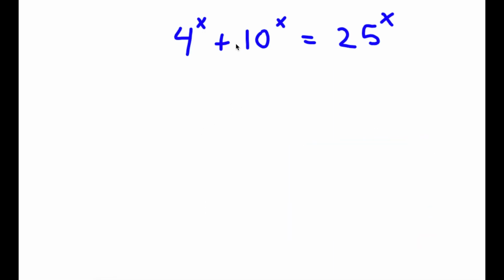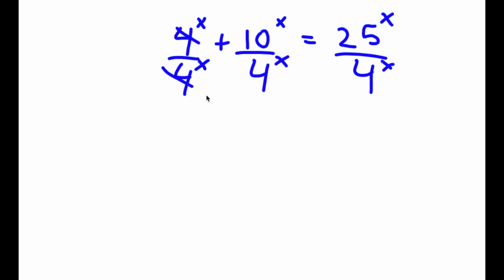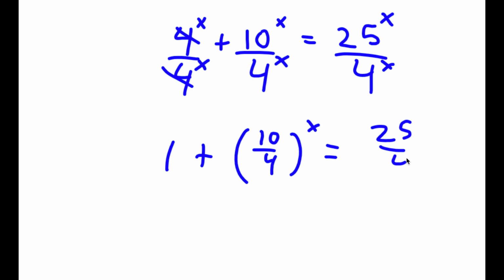Alright, so in this problem, I have 4 to the power of x plus 10 to the power of x is equal to 25 to the power of x. So I'm going to first start by dividing all my terms here by 4 to the power of x. So now the 4 to the power of x terms cancel out, so I have 1 plus 10 over 4 to the power of x is equal to 25 over 4 to the power of x.